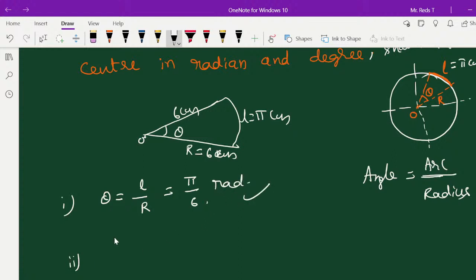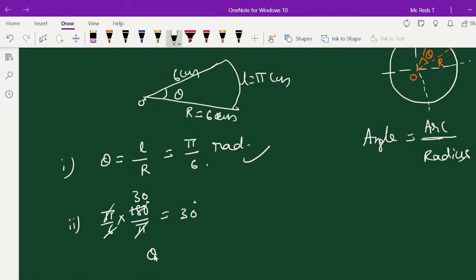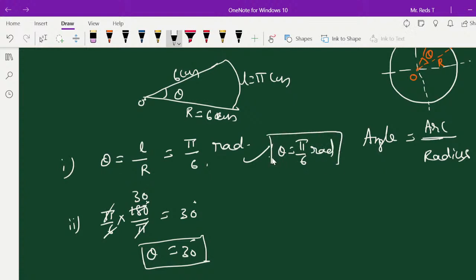Next, in degrees, you have to take this value in radian and convert it to degrees. So, to convert into degrees, multiply 5 by 6 with 180 by pi. Here the 6 and 180 reduce, 6 ones are 6, 6 thirties are 180, so we get 30. So it is equal to 30 degrees. What does that mean? The angle in degrees is 30 degrees, and the angle in radians is theta equal to pi by 6 radian. So this is how you have to calculate.